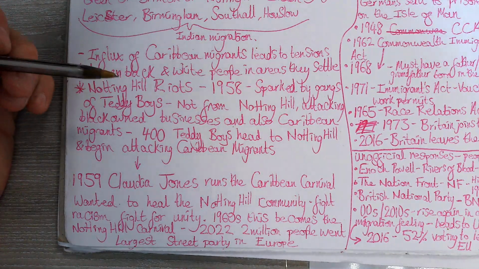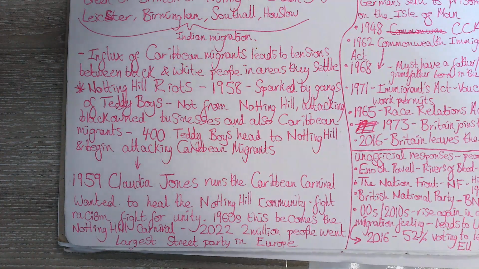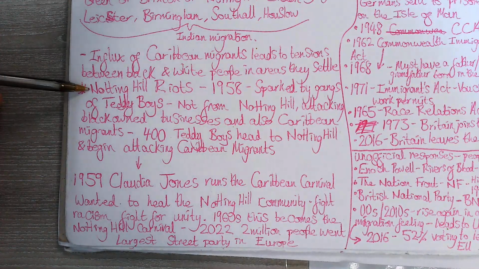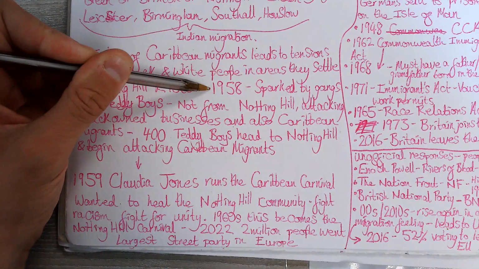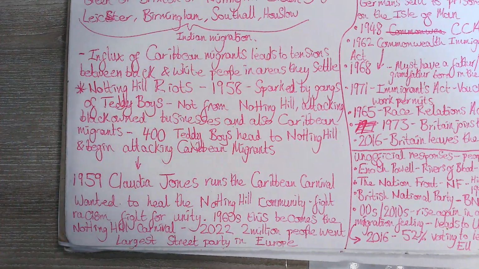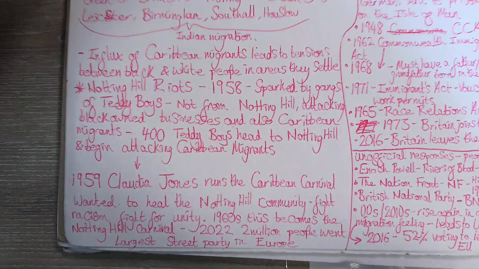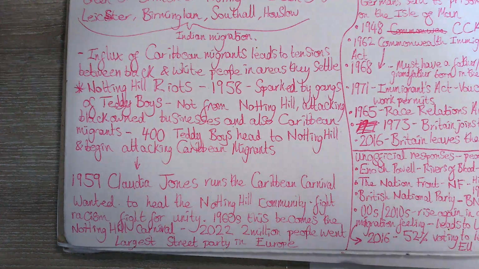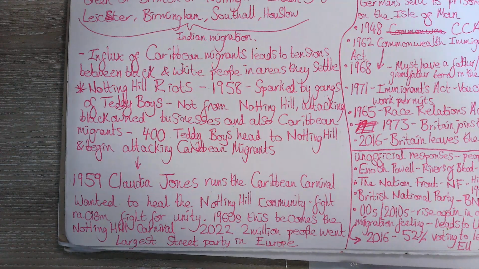Now, sometimes those tensions can bubble over into really much more serious events. And the biggest one, I guess, that we studied was the Notting Hill riots in 1958. They were sparked by gangs of Teddy Boys, and I want to be clear here, people who were not from the white community in Notting Hill, going to Notting Hill because they'd heard it's an area where Caribbean migrants are settling, and attacking black-owned businesses and also Caribbean migrants there.